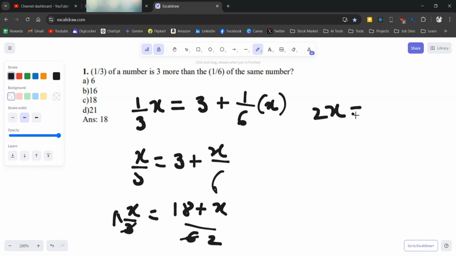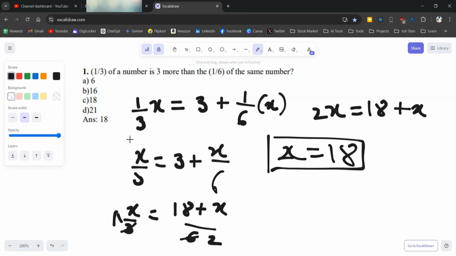2x equal to 18 plus x. Now this x can be shifted to the left side. So 2x minus x becomes x, and the answer is 18. So check if we have the option. Yes, the answer is 18 itself. So in this way we have to solve this question. Let's go to the next question.